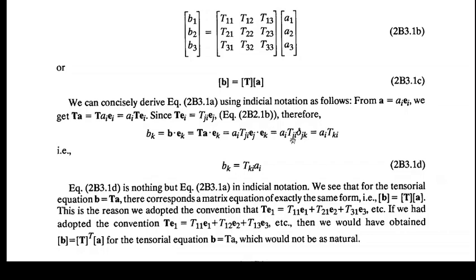Now, here we have dummy index j at the first position, so it will be equal to Ai Tki. So Bk is equal to Tki Ai. So this is any kth component of vector B. If k is 1, then you will have B1, then B2 and B3. This is with the help of indicial notation, that you can also obtain the components of the transformed vector in the form of indicial notation, as we have done here.